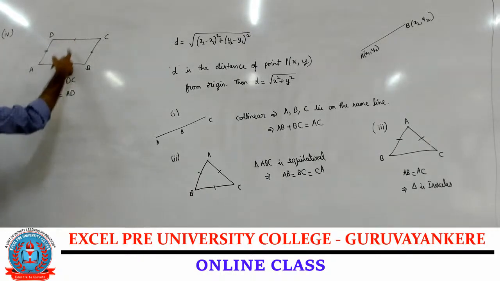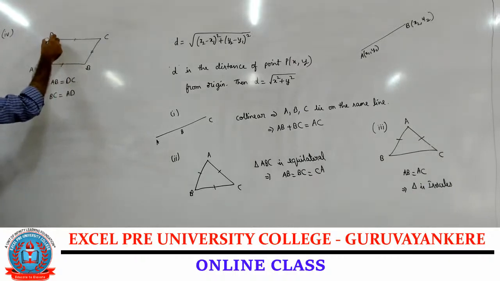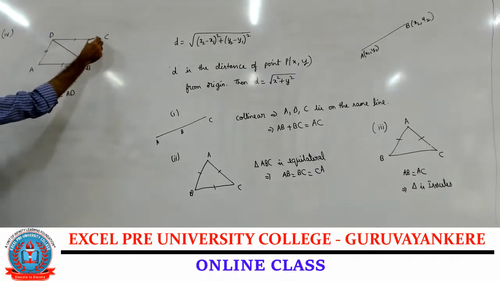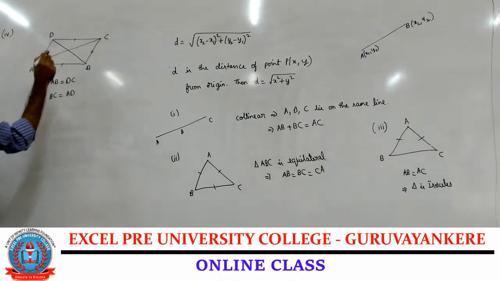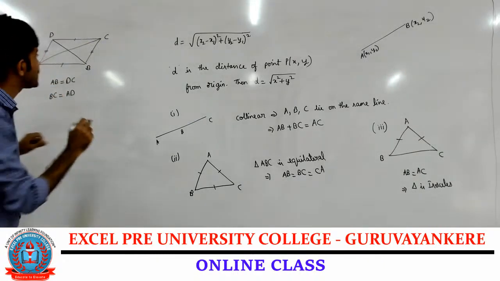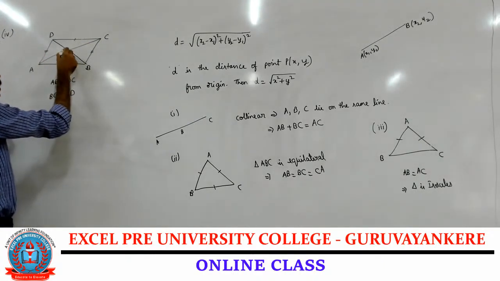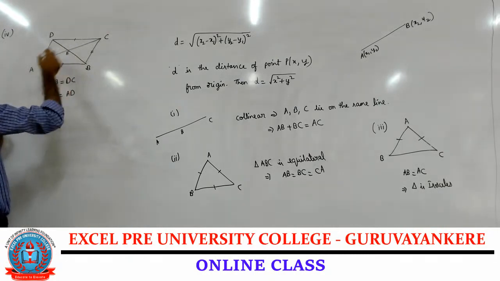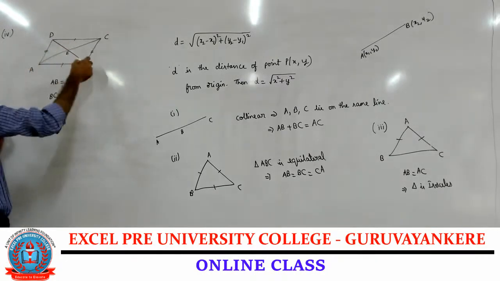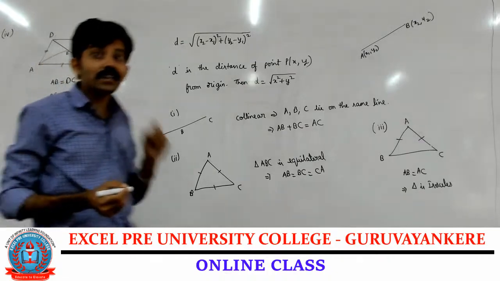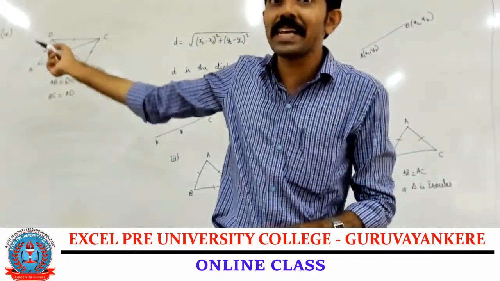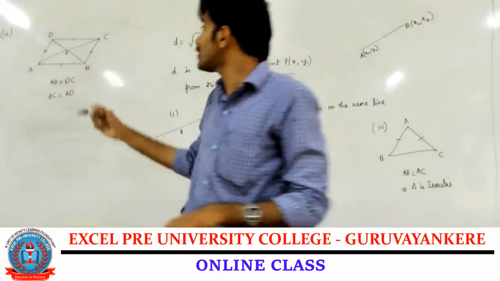Opposite sides are equal. And also we have the property that the diagonals bisect each other. Length of the diagonals are not equal, but diagonals bisect each other in this case. So I can call this point E. E is the midpoint of AC. E is also the midpoint of BD. Diagonals bisect each other. The properties of the parallelogram you must know, students.